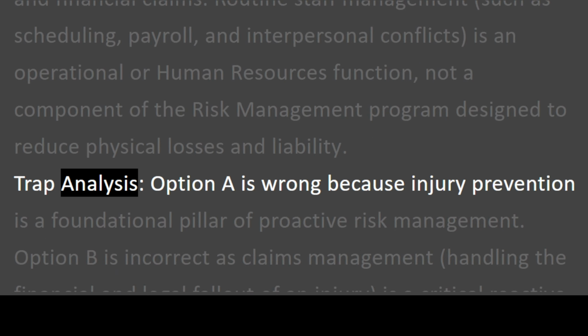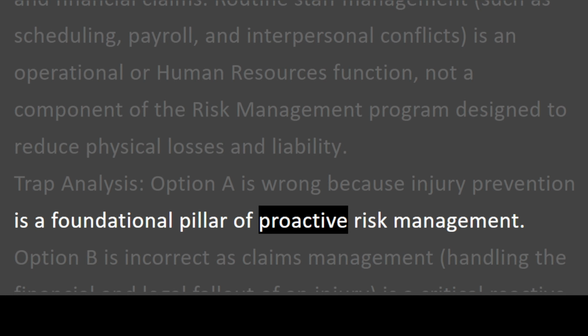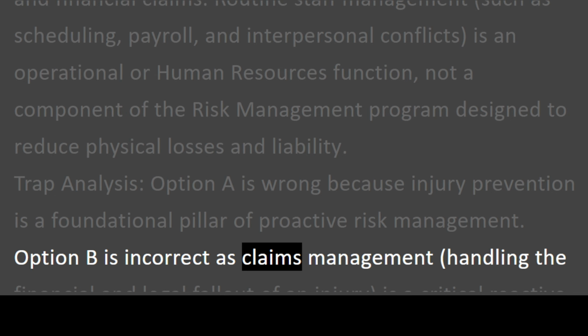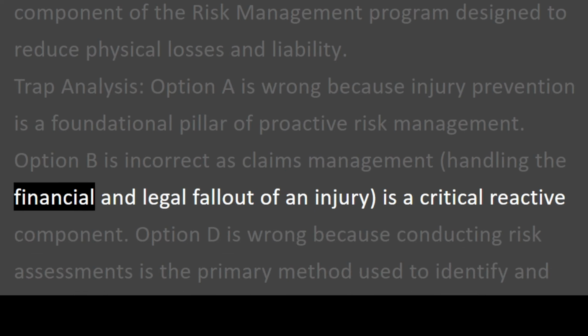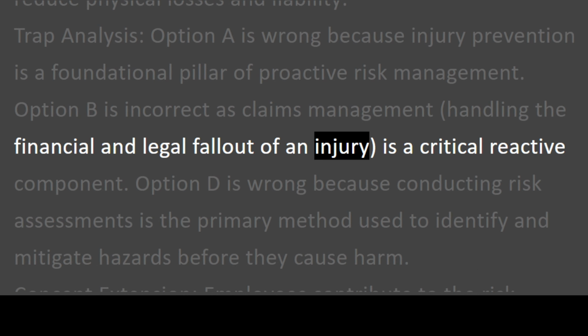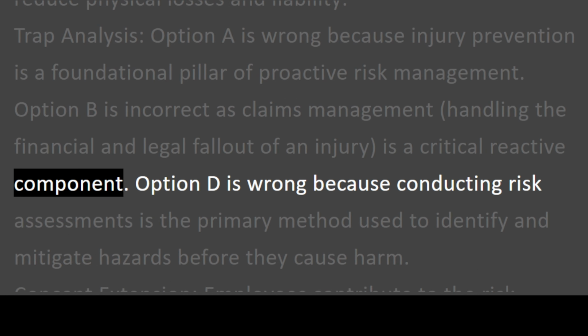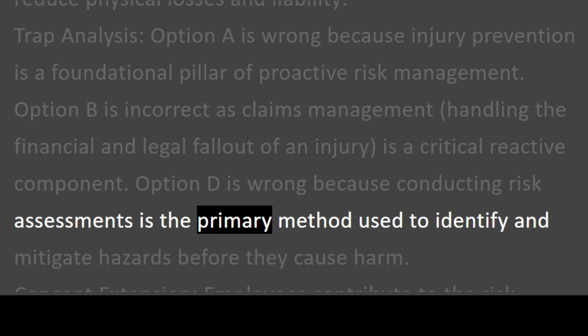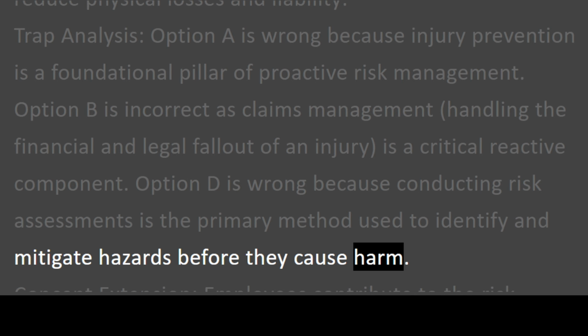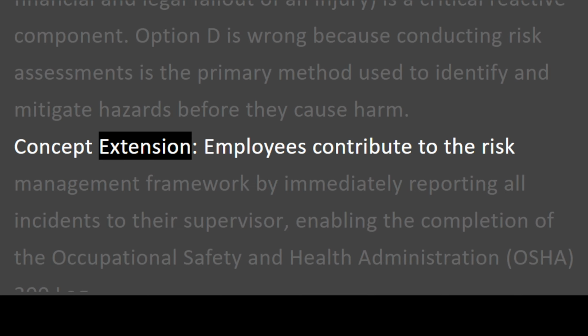Trap analysis. Option A is wrong because injury prevention is a foundational pillar of proactive risk management. Option B is incorrect as claims management, handling the financial and legal fallout of an injury, is a critical reactive component. Option D is wrong because conducting risk assessments is the primary method used to identify and mitigate hazards before they cause harm. Concept extension.